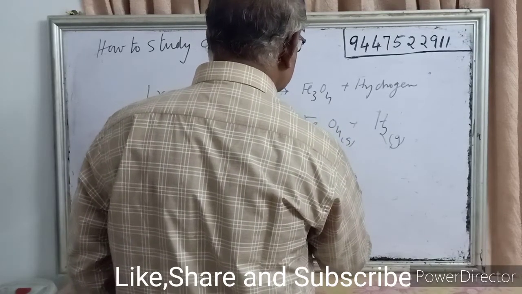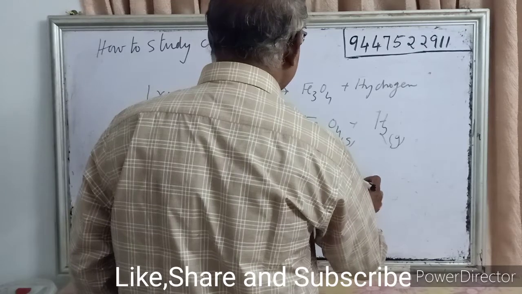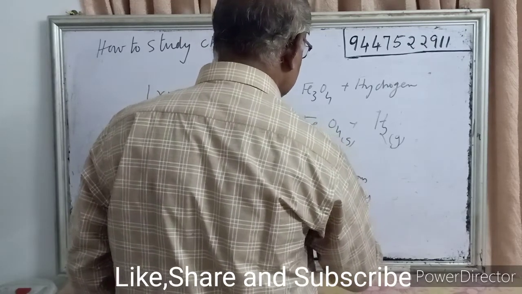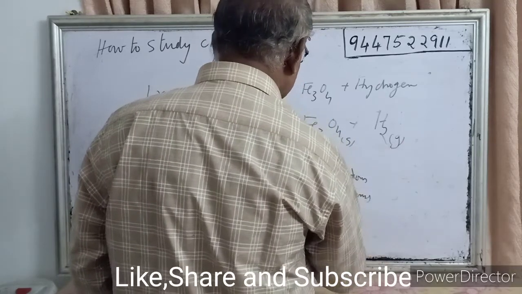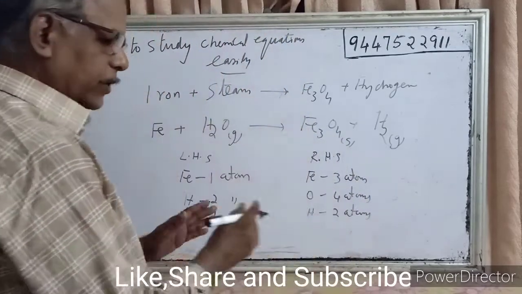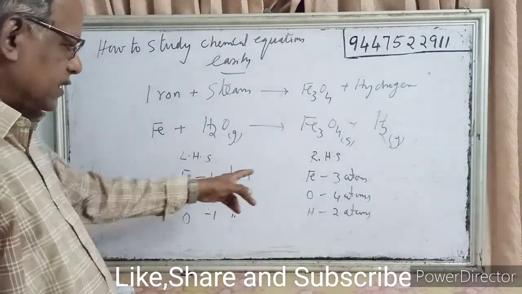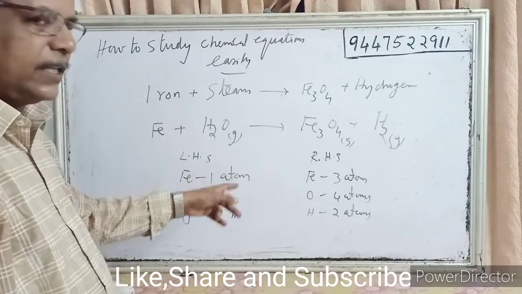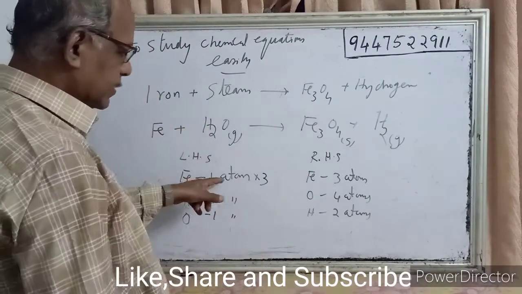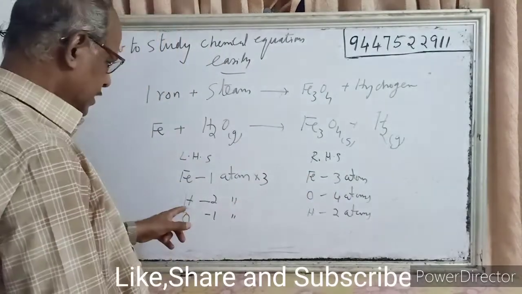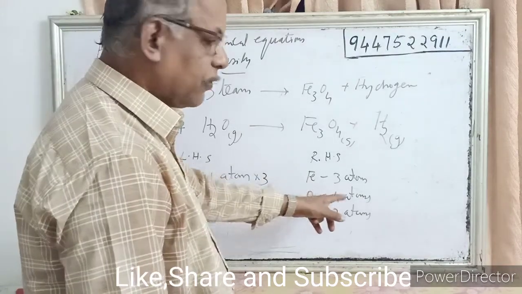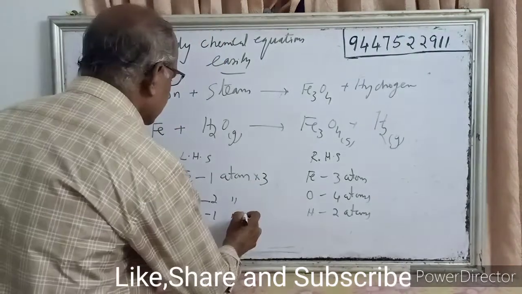So on the right hand side, iron 3 atoms, then oxygen 4 atoms, and hydrogen 2 atoms. So to equalize, left hand side iron is 1, but this contains 3 atoms. So you have to multiply the iron by 3. So 3 atoms of iron, 3 atoms of iron, balanced. Now the oxygen contains only 1 atom, but the right side contains 4 atoms. So multiply by 4.